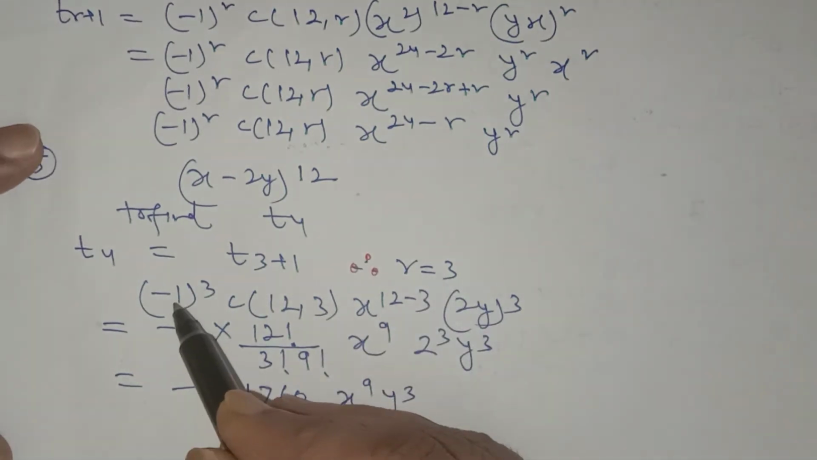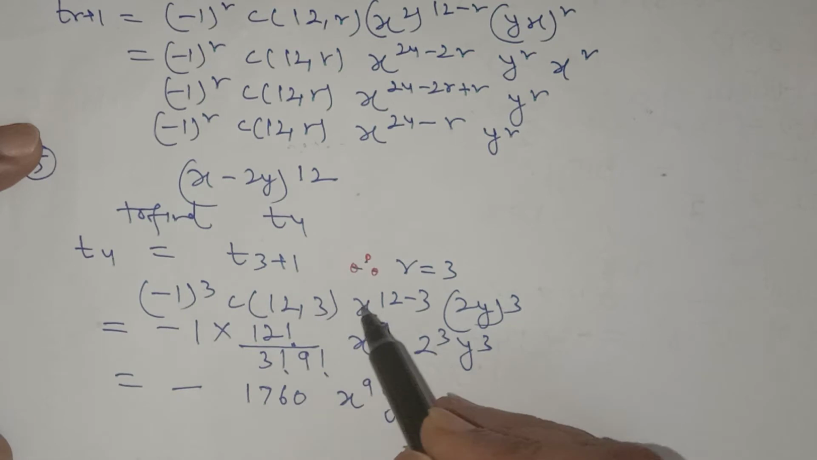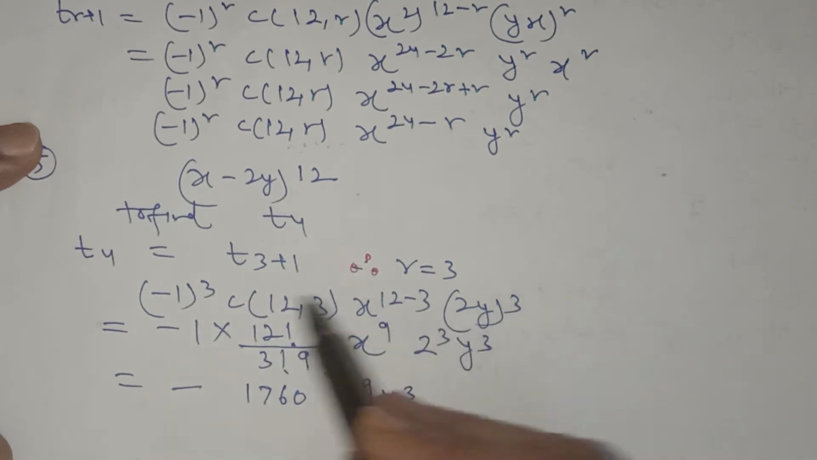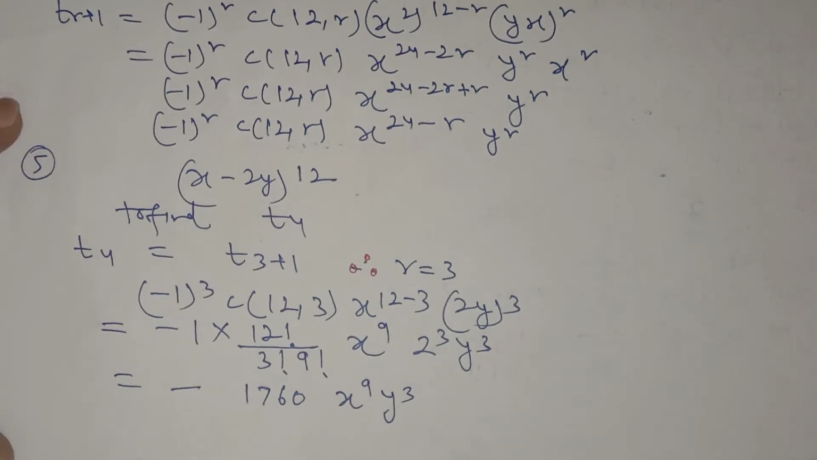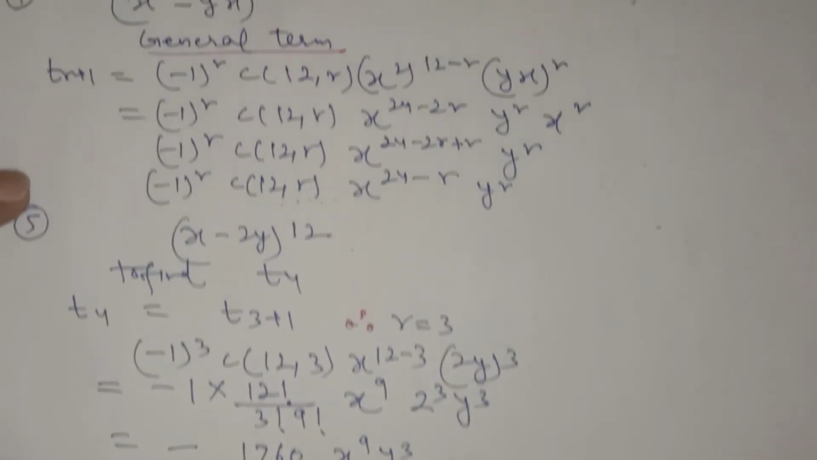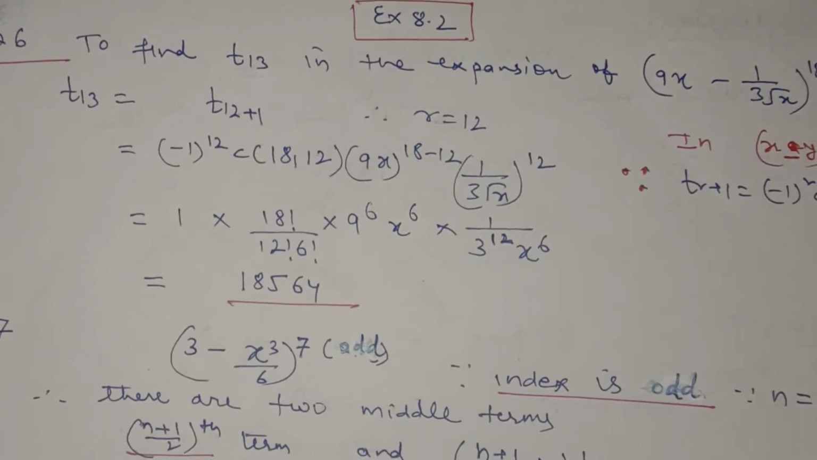So its general term is (-1)^r C(n,r) x^(n-r) y^r. Now simplify the combination: 12 factorial upon 3 factorial and (12 minus 3), that is 9 factorial. Simplify as far as possible. So this is how you will find any term or the general term of the binomial expansion for any positive integer.